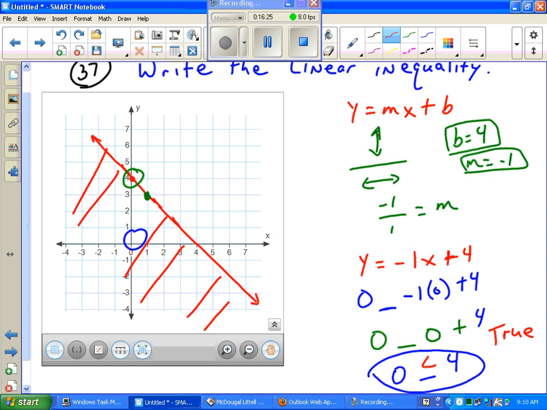So we go back to our equation that says y equals -1x plus 4. It's going to be y is less than -1x plus 4. And then you have one more check you have to do. Do I make it less than or equal to, or do I leave it alone? It's a solid line, and a solid line means make it less than or equal to. So y is less than or equal to -1x plus 4.